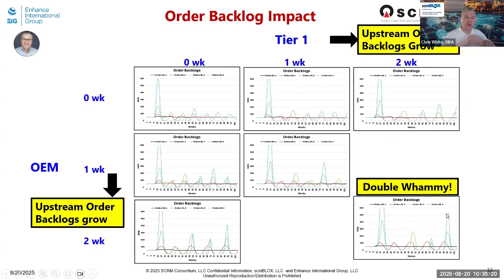And you should know all these charts are on the same scale, so it's all relative. You can see massive oscillations. And so what happens when we're holding orders is we're impacting the order backlog. It's getting worse. Everybody upstream from us gets worse. Let's go ahead and look at another metric.